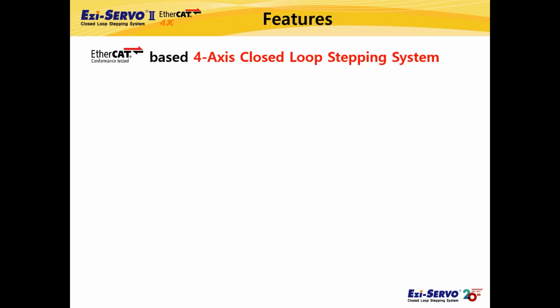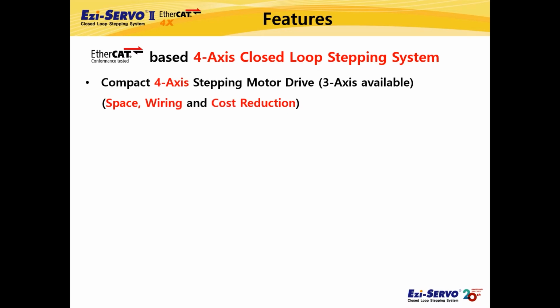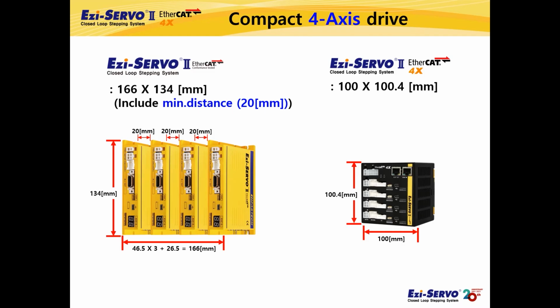Now let's check the features of Ezi-SERVO II EtherCAT 4X products. Ezi-SERVO II EtherCAT 4X is an EtherCAT-based 4-axis closed-loop stepping system product. There are 4 drives in one Ezi-SERVO II EtherCAT 4X case. Thus, you can save space and the wiring would be simpler. For example, when compared to installing 4 Ezi-SERVO II EtherCAT, which is FASTECH's standard product, installing Ezi-SERVO II EtherCAT 4X only needs half space for installation.